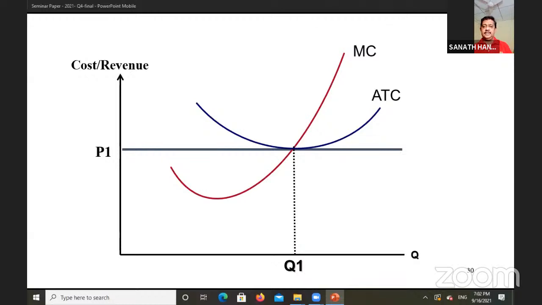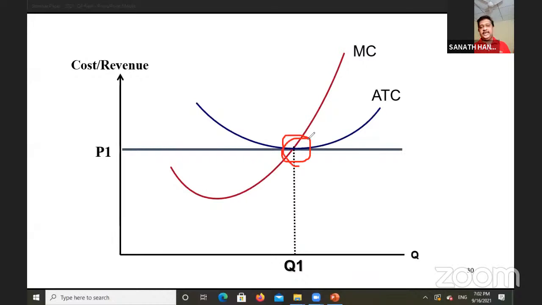Now look at the diagram. Here you can see at this point, MC equals MR, marginal cost equals marginal revenue. So this is what we call the profit maximizing output level. Now I have placed here average total cost. That means the cost to produce 1 unit of output. Average total cost means the cost to produce 1 unit of output.